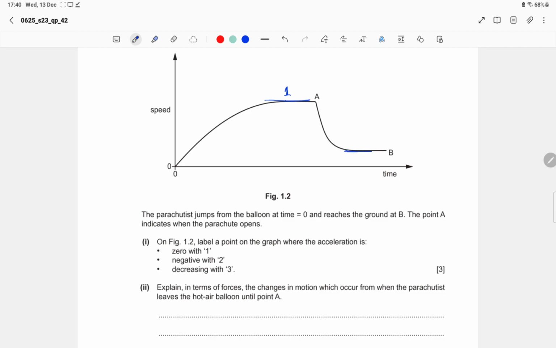There is this point as well, because on a straight line the gradient of the speed-time graph, which is the acceleration, is going to be 0. Label where acceleration is negative with 2, and where acceleration is decreasing with 3, so this is going to be your 3.